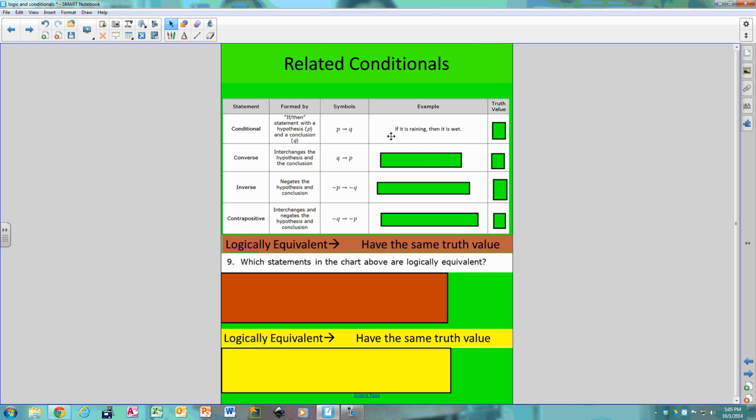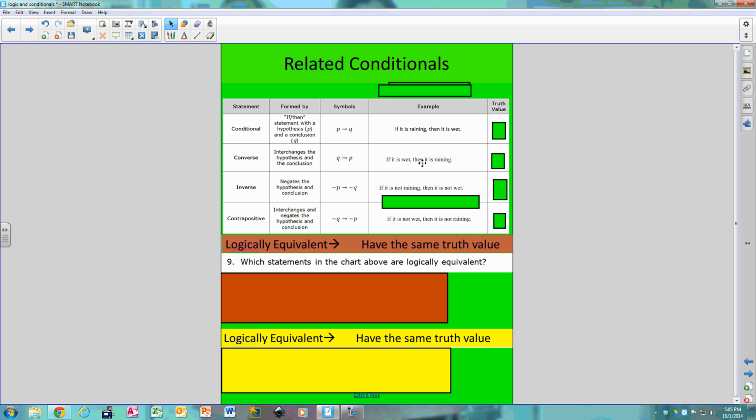So if our statement is, if it is raining, then it is wet. Well, then the converse would be, if it is wet, then it is raining, because you just say this backwards. The inverse, which is this first one with not, then we would say, if it is not raining, then it is not wet. And then the contrapositive is saying this one with nots. If it is not wet, then it is not raining.